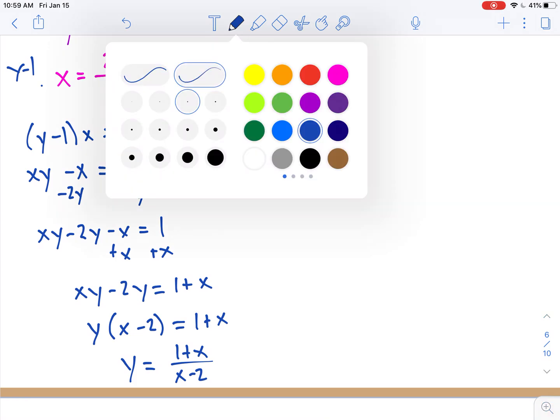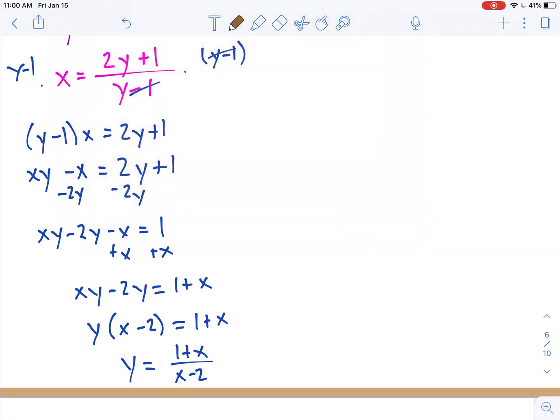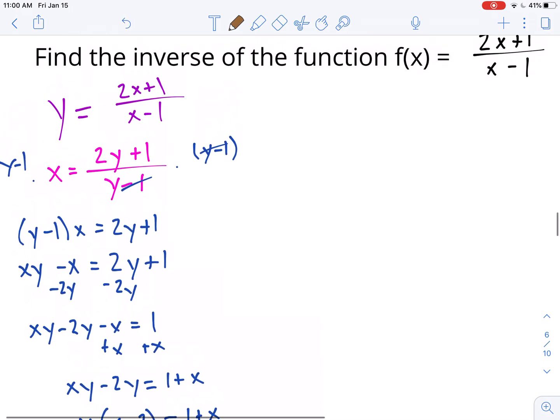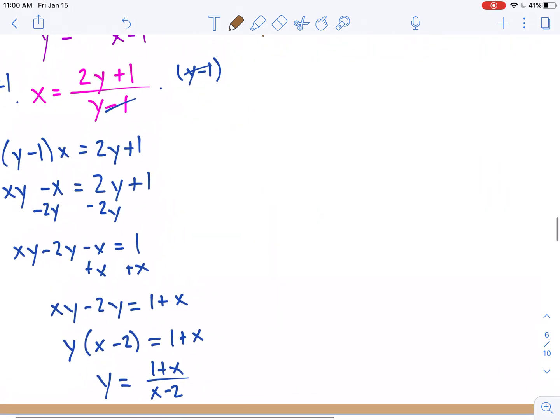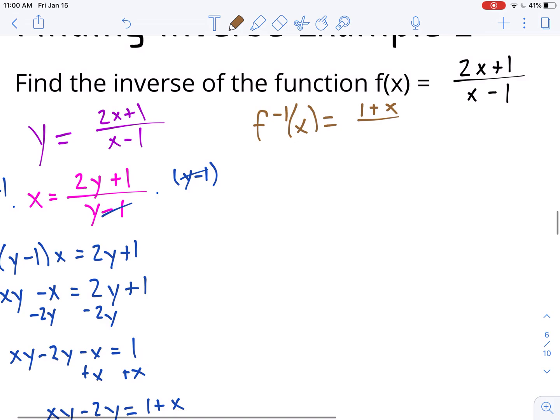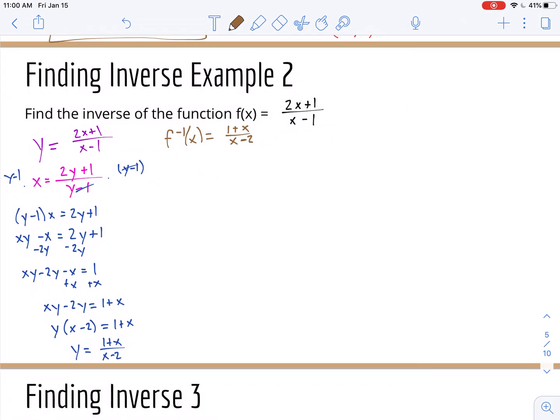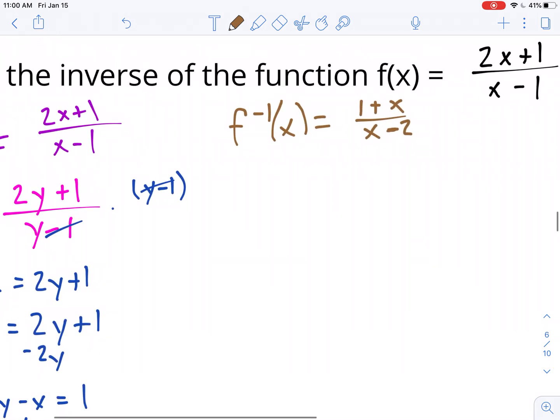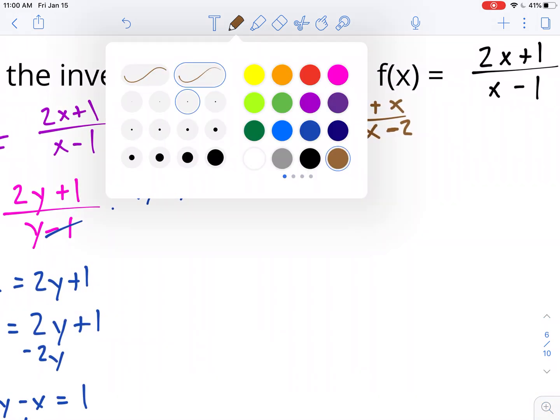And then finally, I'll put my final answer: the inverse function of x is going to be equal to 1 plus x over x minus 2. So that is my inverse function here. I can go ahead, I can check it real quick. Let's go ahead and find f of 1.